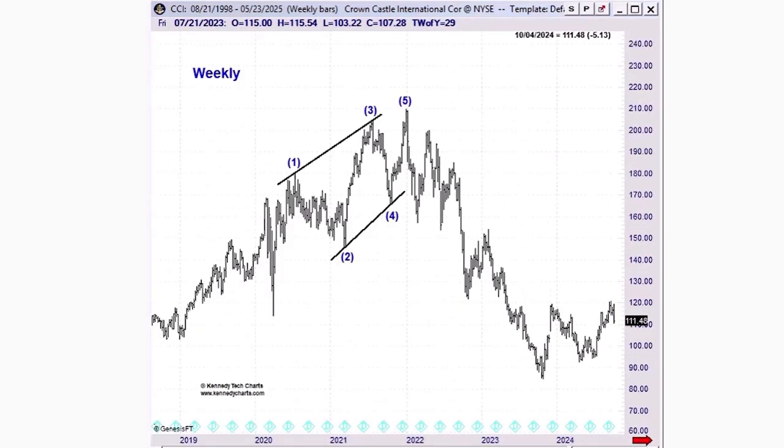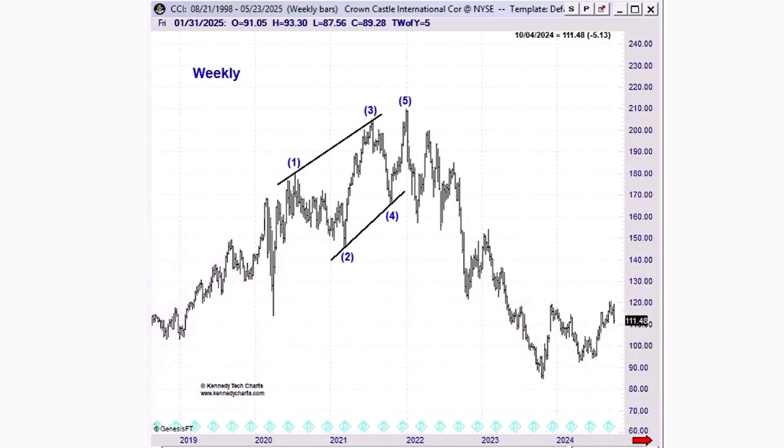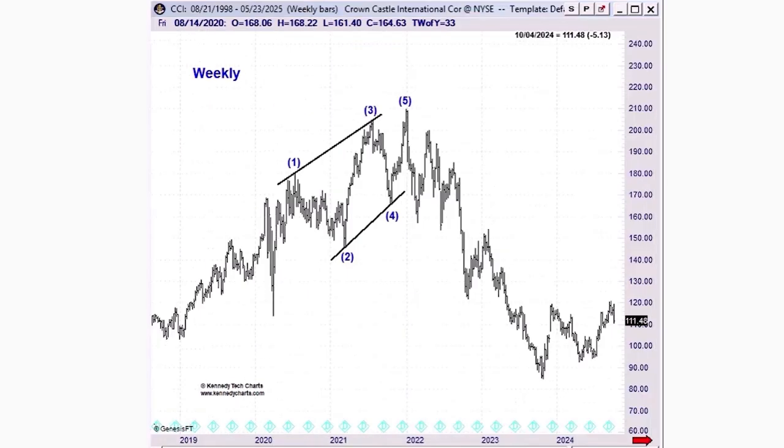Okay, so this is actually how I would label the internal substructure. Let me move this to the side. There we go. Let's go back to that price chart, CCI. This is how I would label it. Again, going from the low that occurred in March: 1, 2, 3, 4, 5. 3 is shorter than 1. 5 is shorter than 3. It has the look, it has the substructure. It works out well to be, again, an ending diagonal.